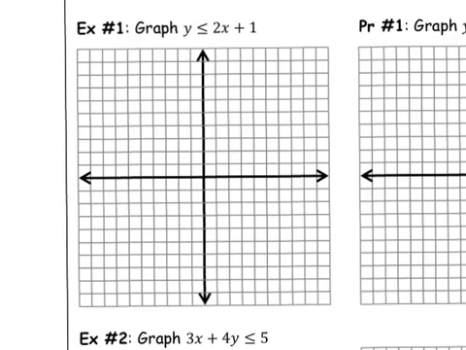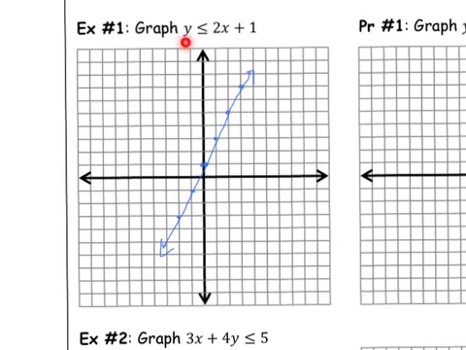Well, this just looks like 2x plus 1. So let's go up 1, and then I go up 2 over 1, up 2 over 1, up 2 over 1, down 2, back 1, down 2, back 1, and so on. And like I said, it has an or equal to sign. So that means that my line is solid.